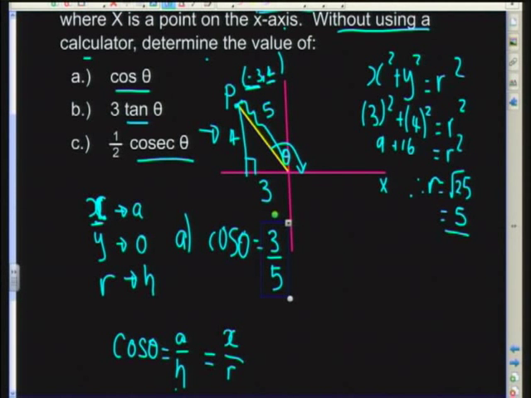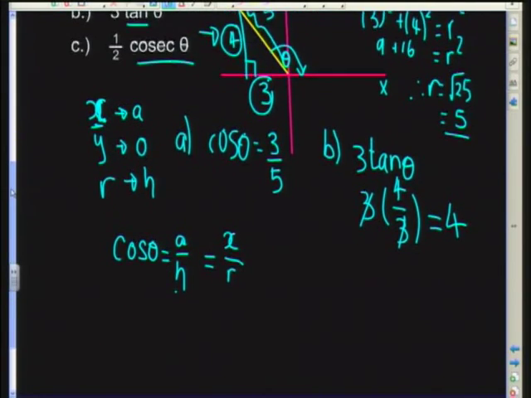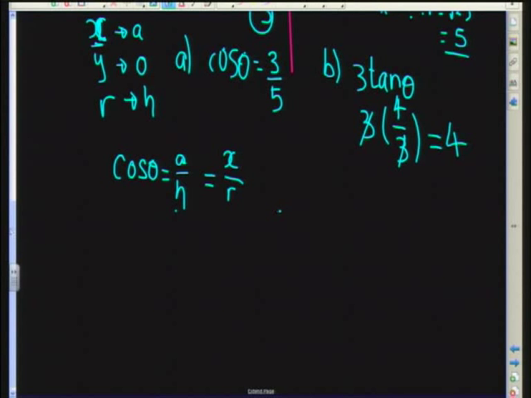Alright, next one, part B, we're asked to find 3 tan theta. So tan we know, again using our diagram, tan is y over x, or opposite over adjacent, so it's going to be 4 over 3, and we simplify that, the 3's cancel, so we're just left with 4. And then the last one, they ask us for a half of cosec theta.